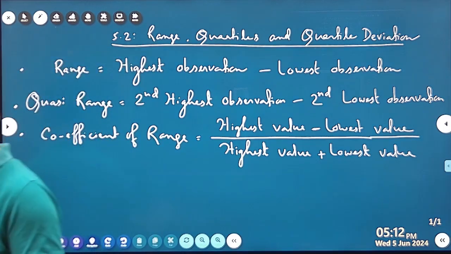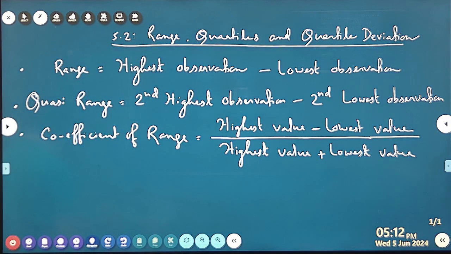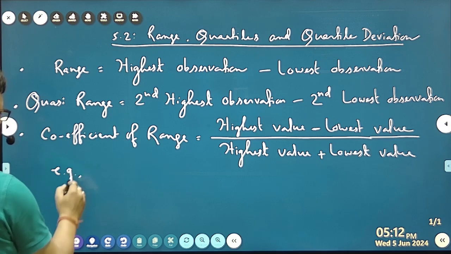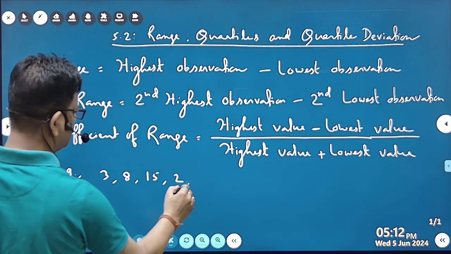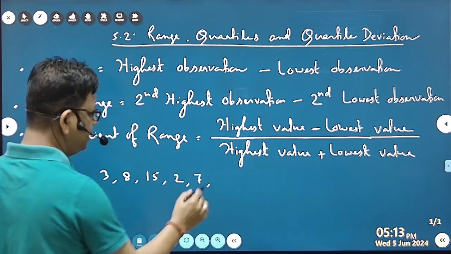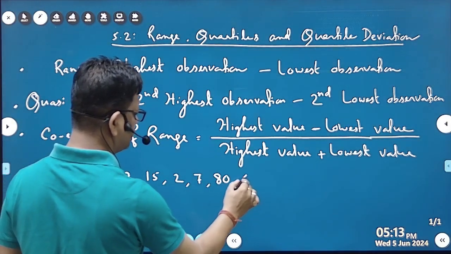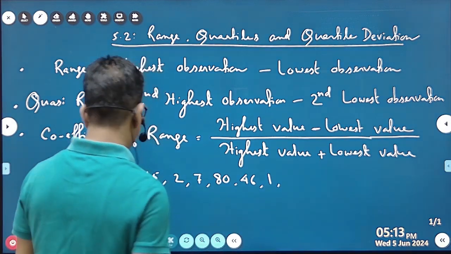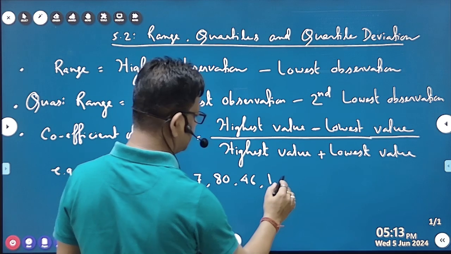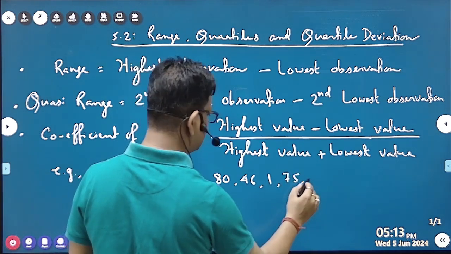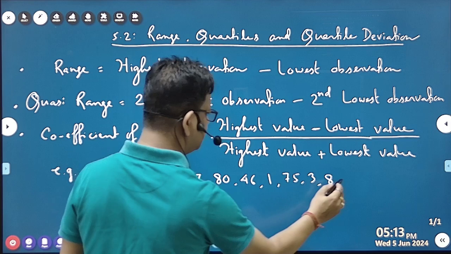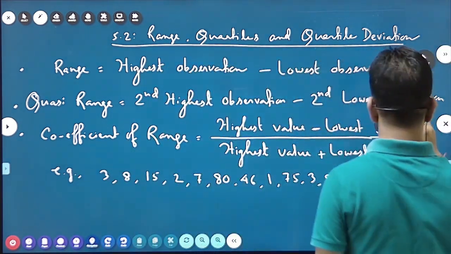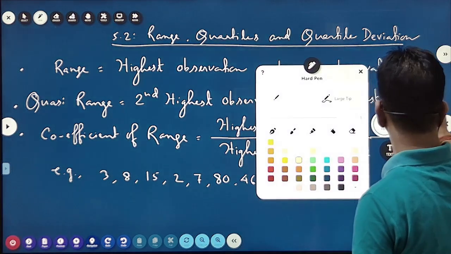Now, if we have a given data, suppose I take an example here. Suppose I have this data: 3, 8, 15, 2, 7. Randomly, suppose 80, and suppose 46, suppose 1, then suppose 75, suppose 3, once again 8, 9. Suppose I have this data. Now, one by one, let us do it. These are easy things, as I told you already, not difficult.